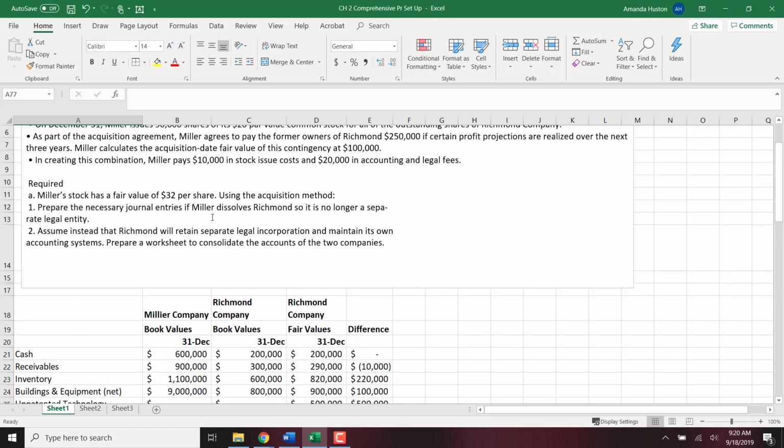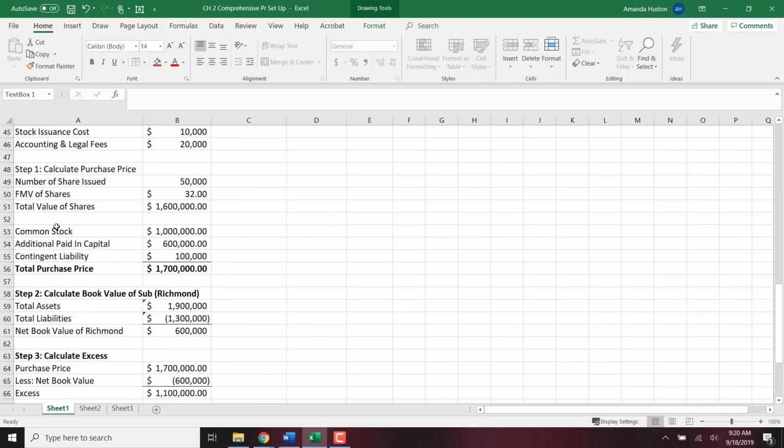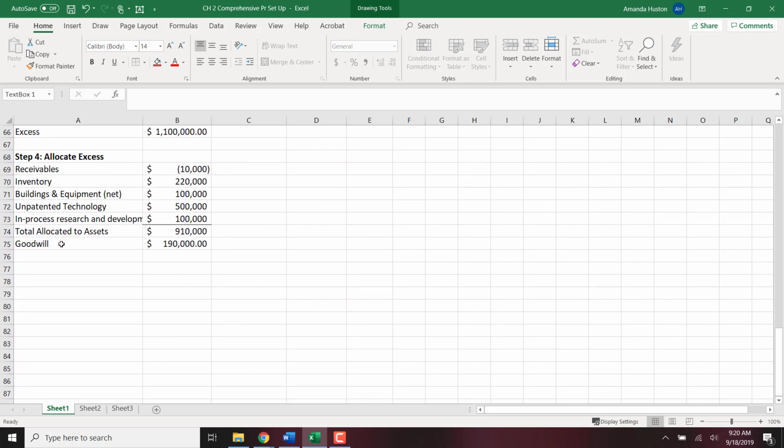So now we've made these calculations so that we can go to question 1. Prepare the necessary journal entries if Miller dissolves Richmond so it is no longer a separate legal entity. So we need to do all these steps in order to be able to prepare the journal entry. So the journal entry is going to record the purchase. So our journal entry to record purchase.